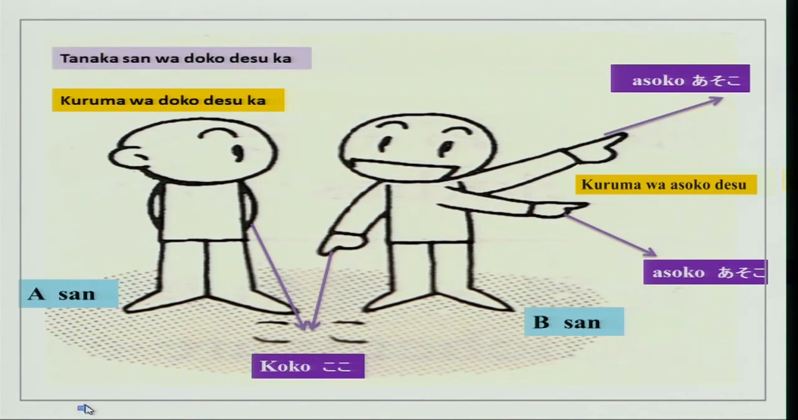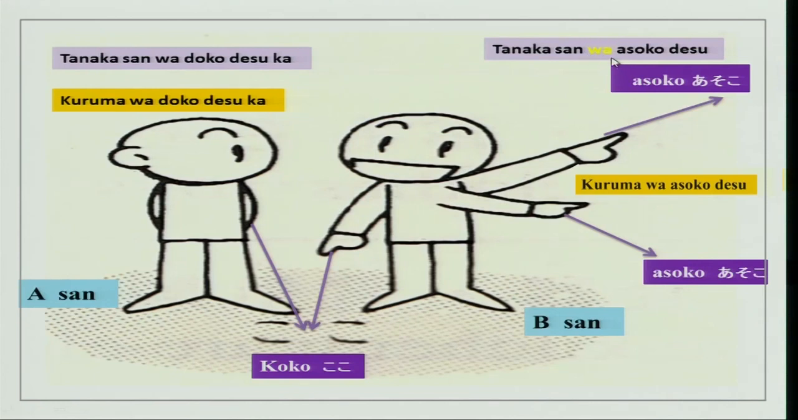Now, A-san has another question. He says, Tanaka-san wa doko desu ka? Now, over here it was an object. Now, he is asking about a person. So, well, B says, Tanaka-san wa asoko desu. So, now you can see that koko, because it is for place, it can be used for object as well as for person. And then also another thing over here, you will notice that Y is a little colored.